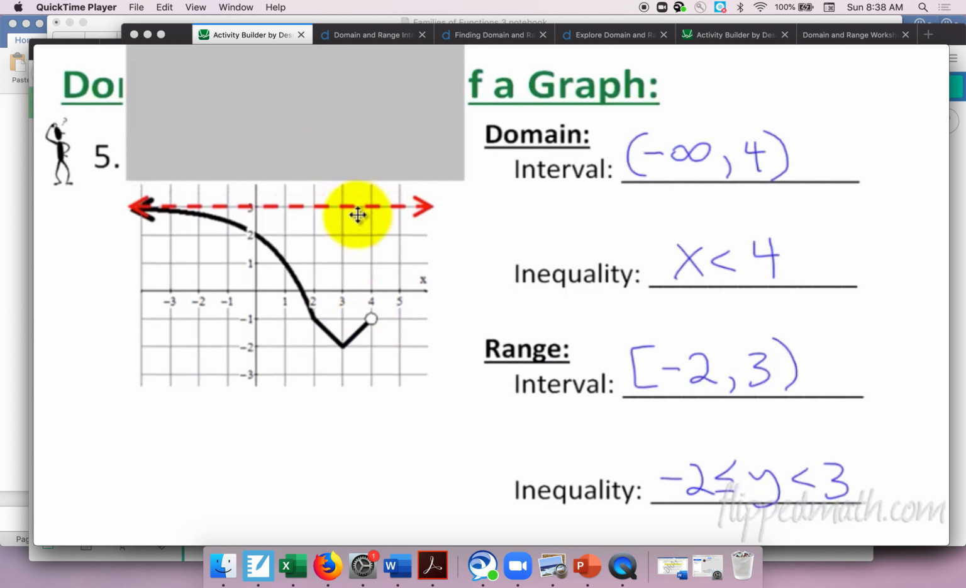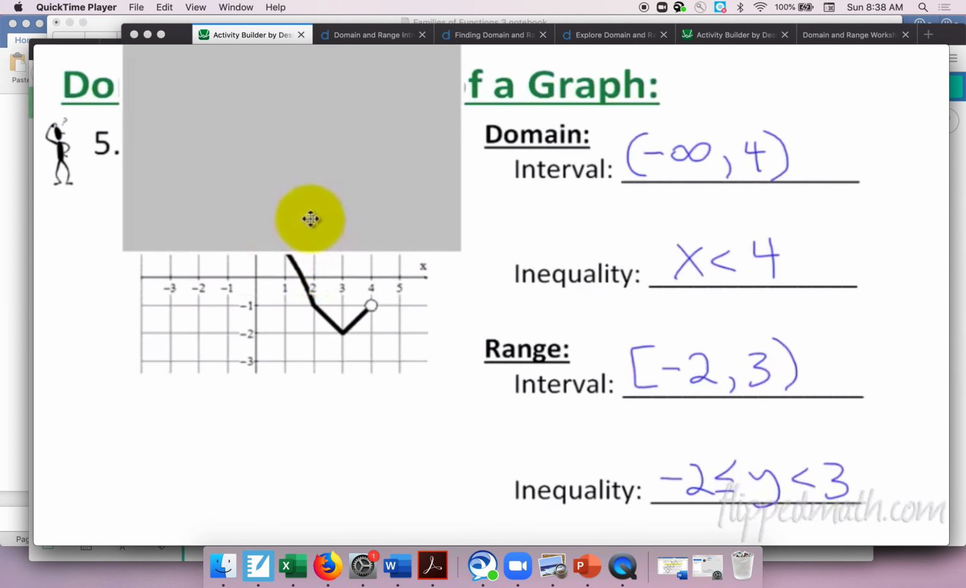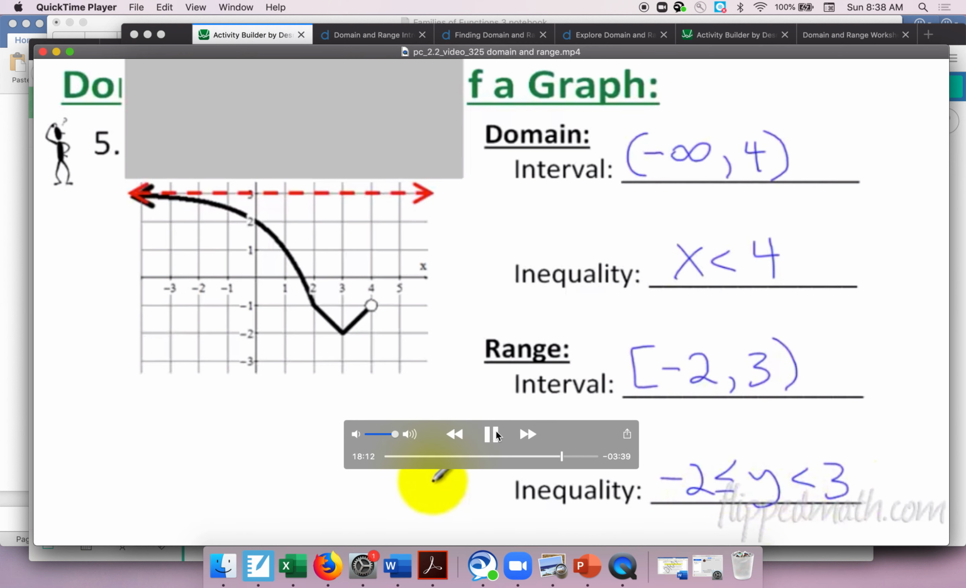Think of it like this. As you're coming up here, right at that point, it may not exist there, but it does on the left side, so you have to include it until you get to a y value of 3, which is the asymptote. So -2 to 3. And the way you write the inequality is that it's the y values that are in between -2 and 3. All right, that was a lot.